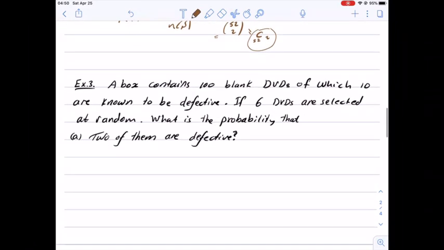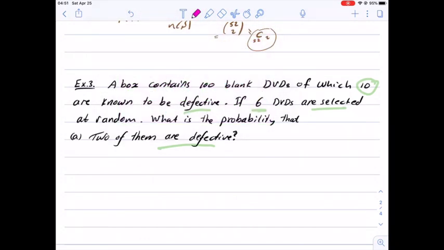Okay, the third problem: a box contains 100 blank DVDs, of which 10 are known to be defective. If 6 DVDs are selected at random, what is the probability that 2 of them are defective?